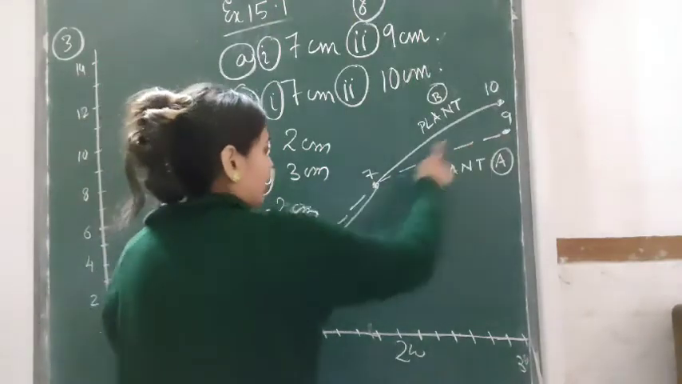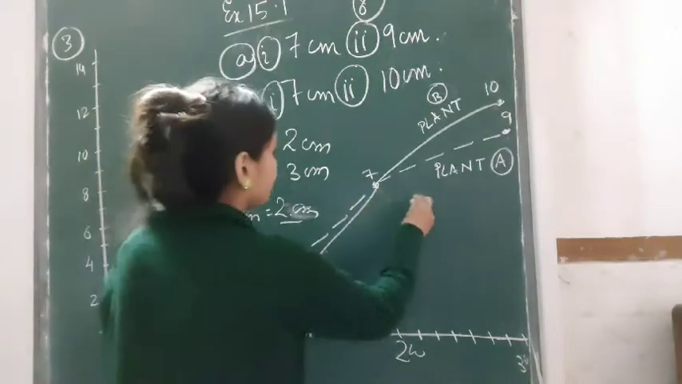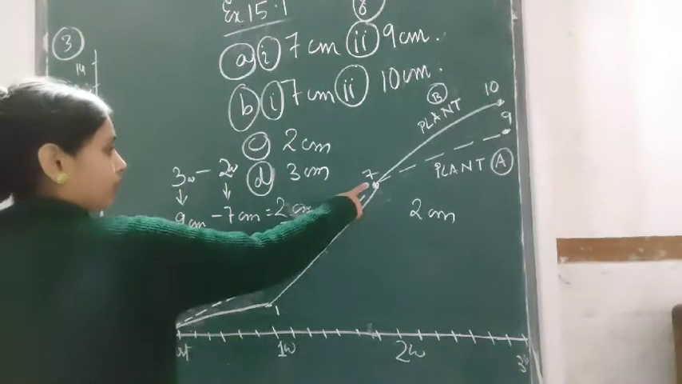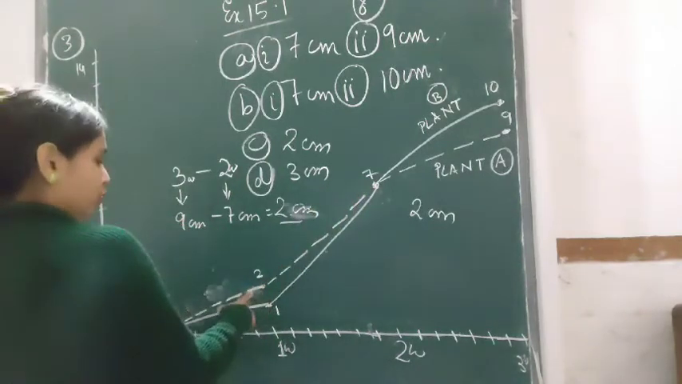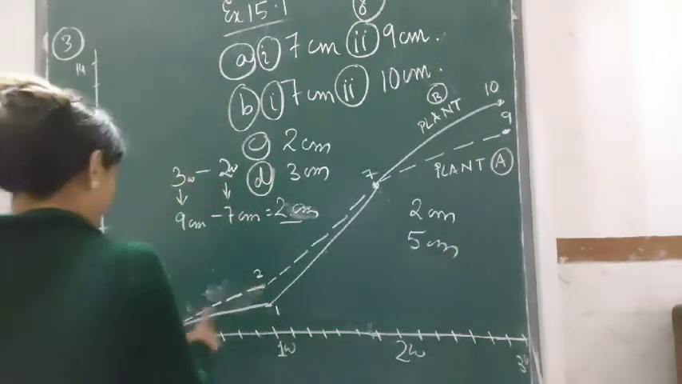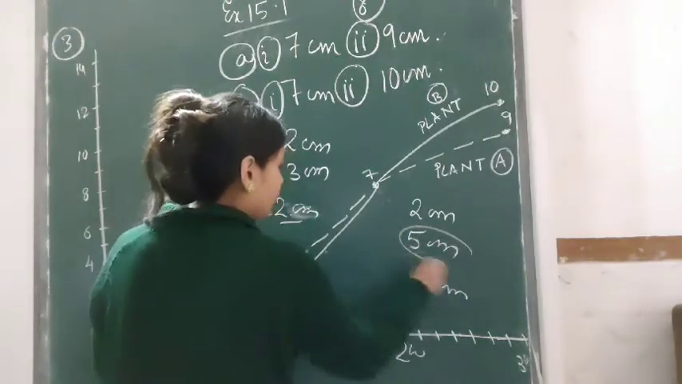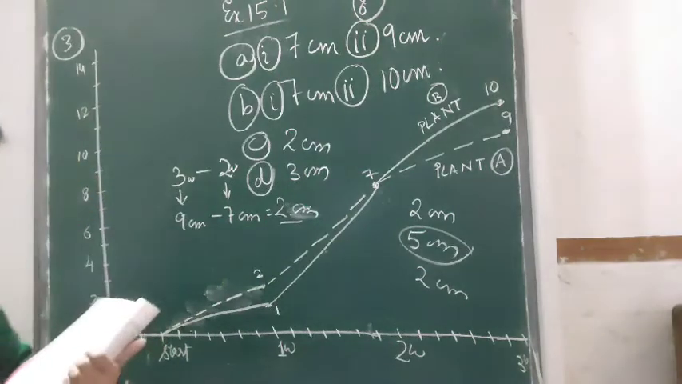So we'll subtract this. 9 minus 7 will give us 2 centimeters, and 7 minus 2 will give us 5 centimeters, and 2 minus 0 will give us 2 centimeters. So the most it grew during which week? During the second week. So how are we going to write?